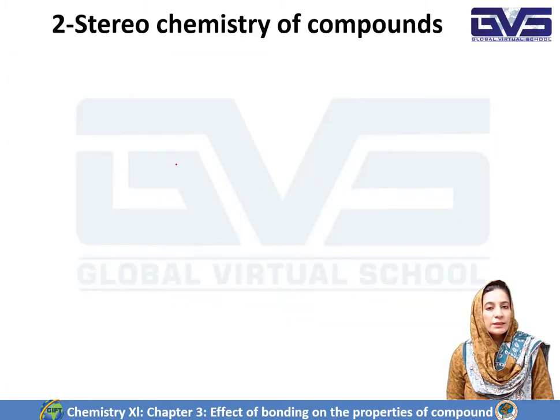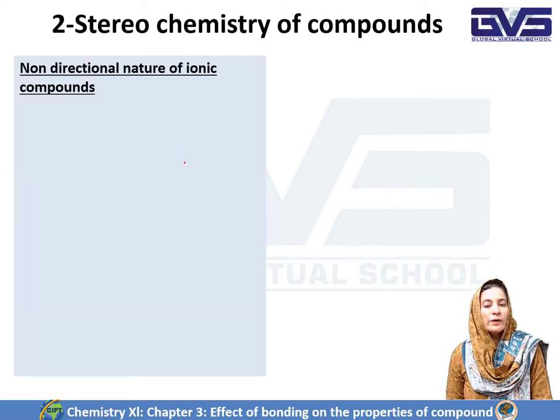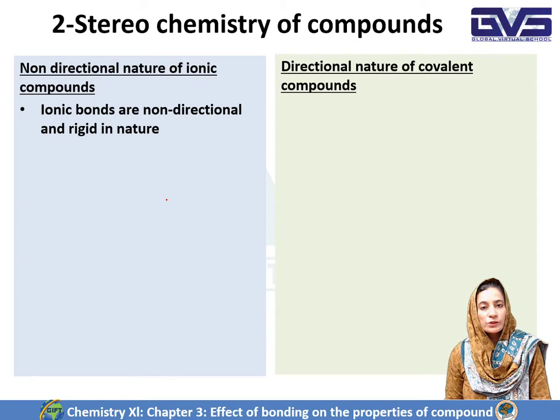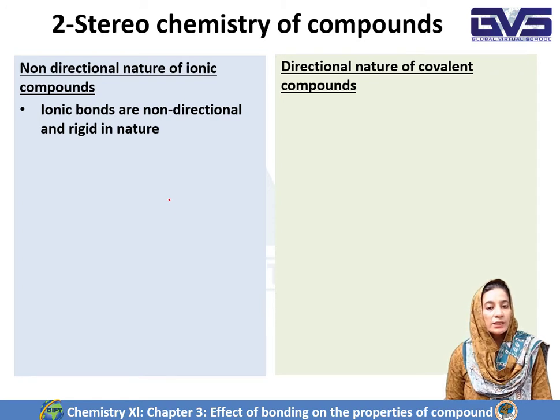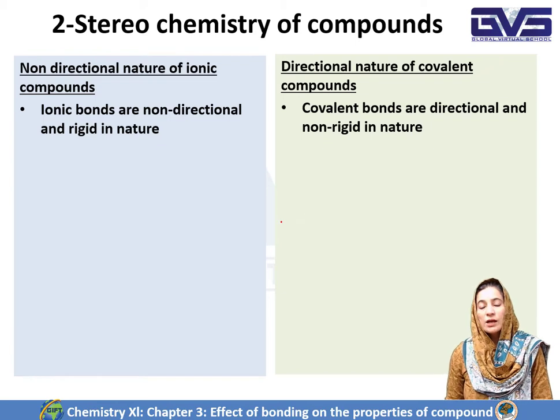Now come to the second point, that is the stereochemistry of the compound. Basically, stereochemistry of the ionic compound and covalent compound is the arrangement of the atoms in space. Ionic compounds are formed by the electrostatic force of attraction between cations and anions, so they are non-directional and they are rigid, because they are just a force of attraction and they are fixed at a point. While covalent compounds are formed by sharing of electrons, and they are directional and non-rigid.